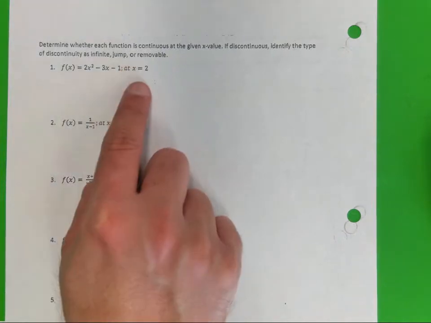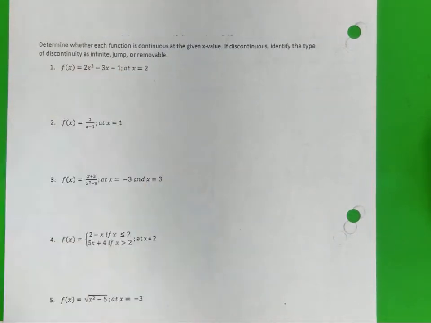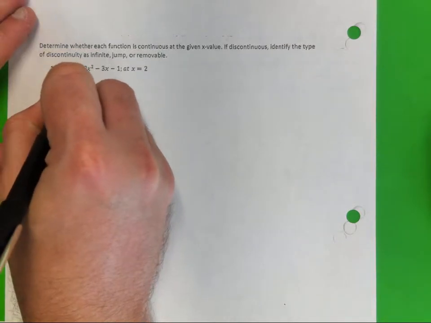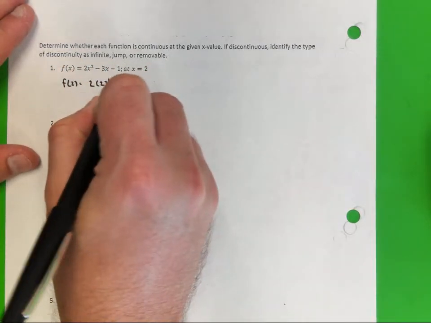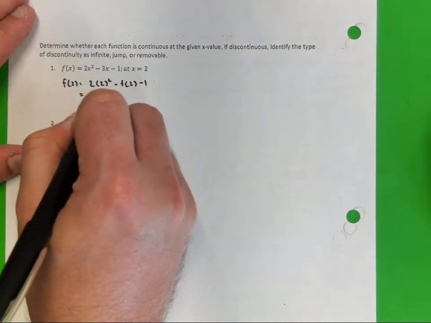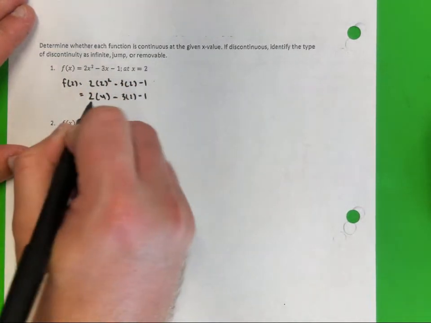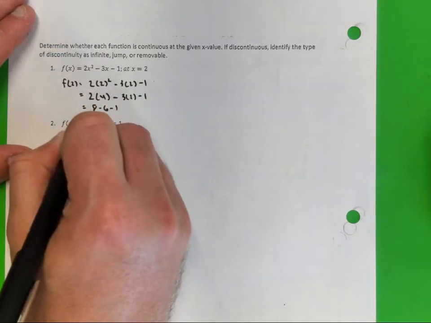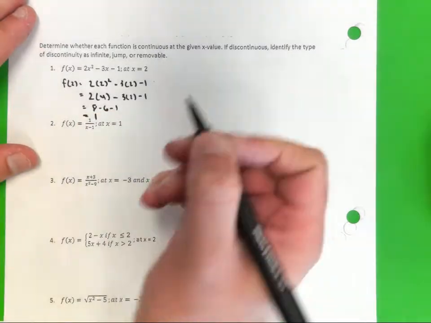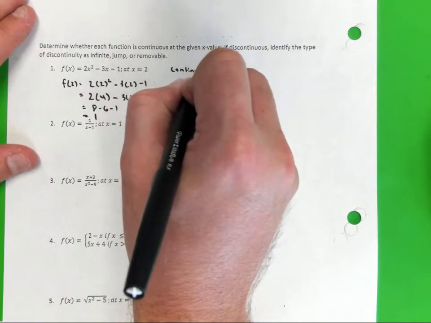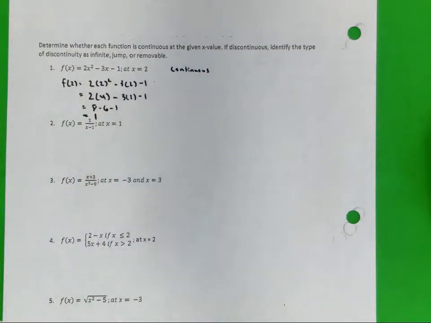If I plug in x equals 2 here, would I get an answer? I don't see any fractions or radicals that 2 would give a problem with, so it should be continuous there. So I'm plugging in f of 2. Did I get an answer? I got 1, so that means it's continuous. That means it's defined for x equals 2.